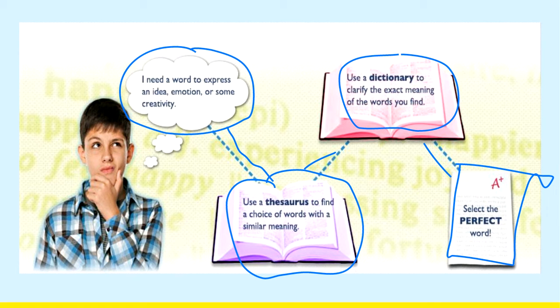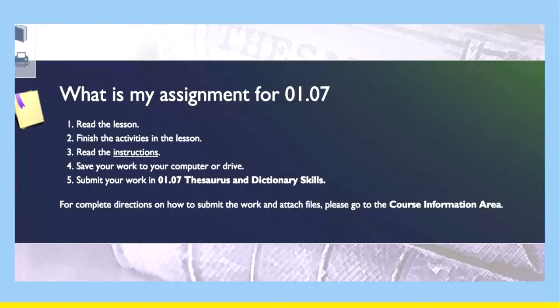What I want to do now is take a look at your assignment for 1.07. Remember, I want you to read through the lesson on your own and take notes. Your assignment for 1.07, you want to read the lesson, you want to finish the activities in the lesson, and then it says read the instructions. And I bet you can guess where we're going from here. When you see things underlined or in different colors, it's a hyperlink. So you want to click right on that instructions.